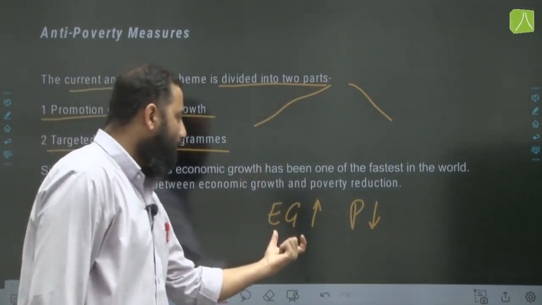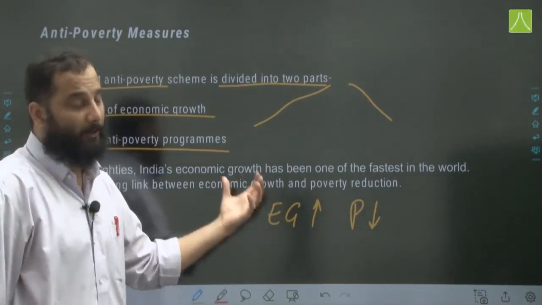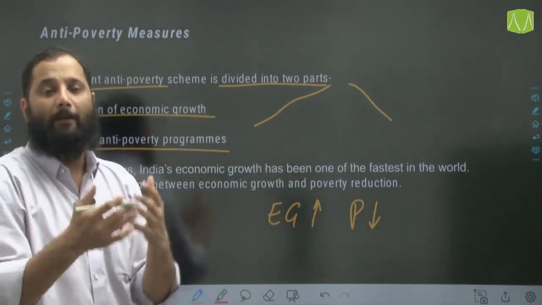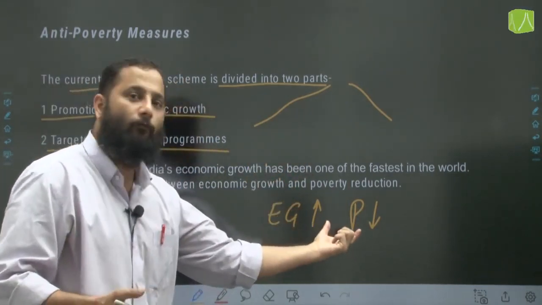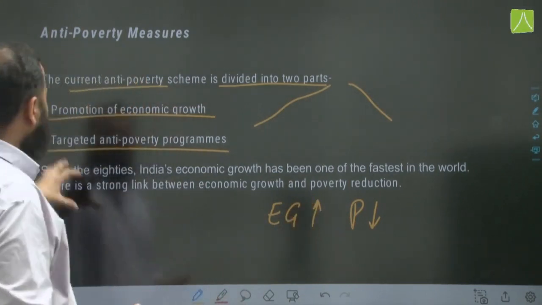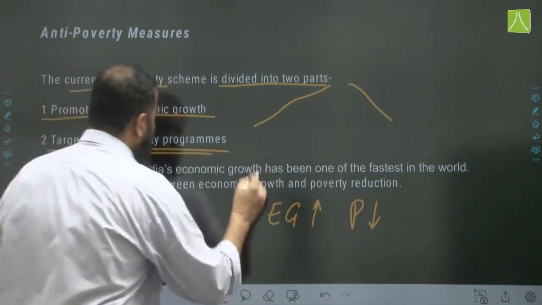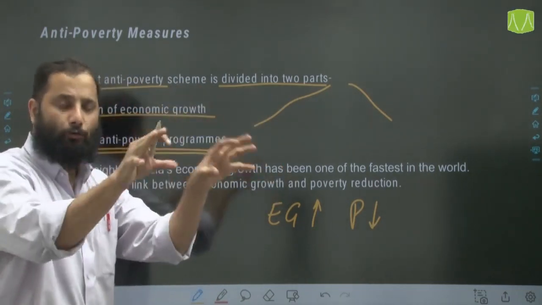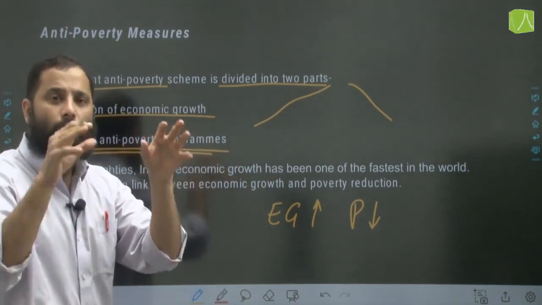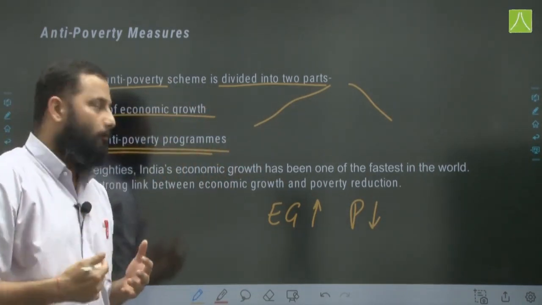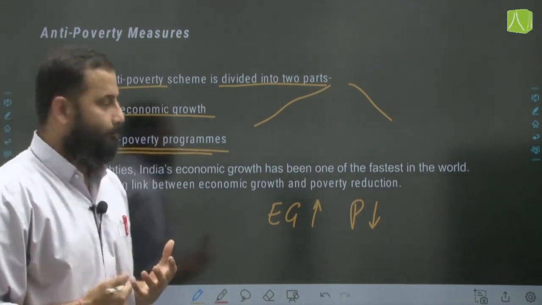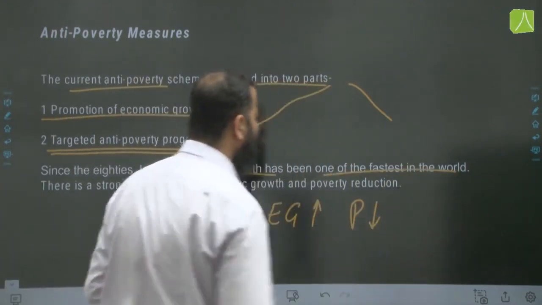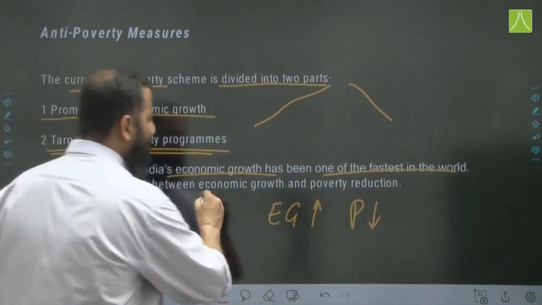Why? Because economic growth will create more employment opportunities. Once more people are employed, they will earn money, be able to fulfill their basic needs, and be removed from the clutches of poverty. Targeted anti-poverty programs: the government initiated these programs to target sections that are vulnerable, socially excluded, and the poorest of the poor, so that they could be helped to come out of poverty. Since the 80s, India's economic growth has been one of the fastest in the world. There is a strong link between economic growth and poverty reduction.